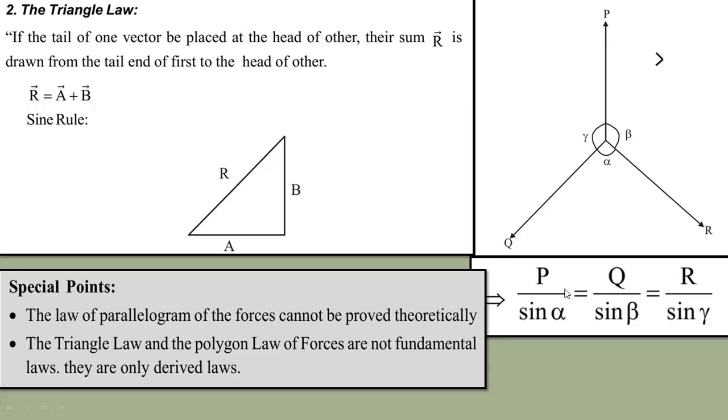This is also called the sine rule, or Lami's theorem. Force P, force Q and force R. Alpha is the angle opposite to force P, beta is the angle opposite to force Q, and gamma is the angle opposite to force R. So P divided by sine alpha is equal to Q divided by sine beta is equal to R divided by sine gamma. This is called the sine rule, or also Lami's theorem.